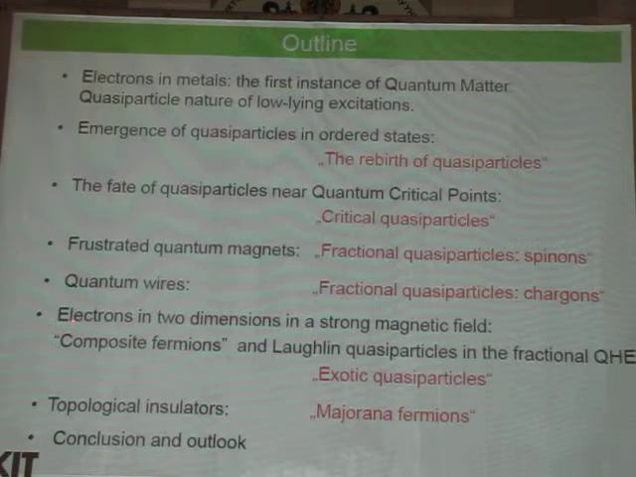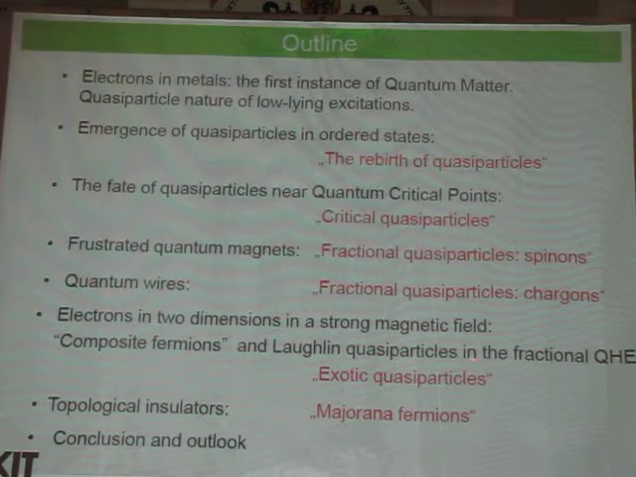Then we'll enter a field that came into existence in the 1980s, but was theoretically understood only much later, namely electrons in two dimensions in a strong magnetic field, the quantum Hall effect. And there especially the fractional quantum Hall effect, where new quasi-particles appear, composite fermions, or the Wolf quasi-particles. They are, in my view, the most exotic quasi-particles that we know so far.